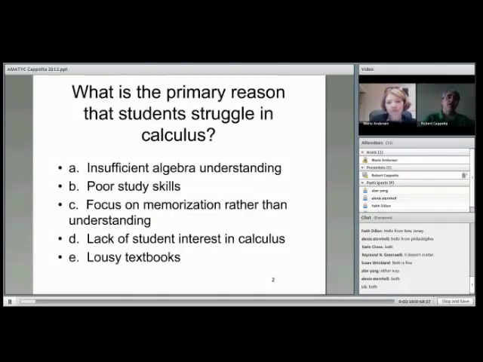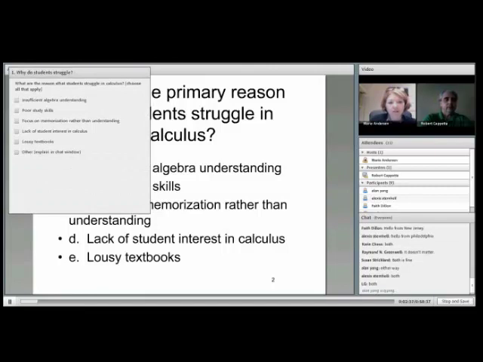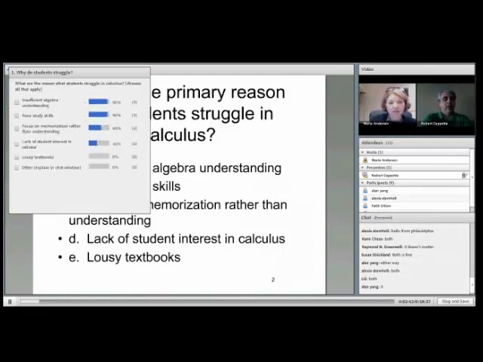So here's our first poll question that Maria is going to help us run here. What do you think the reasons are that students struggle in calculus? So let's see how that goes, and you can choose more than one if you'd like. All right, well, I thank you for participating. That certainly gives us an interesting insight. Insufficient algebra understanding, I mean, that's something that's difficult for us to deal with in calculus class, but it's something we have to think about. Poor study skills, no question, that also came up with a lot of folks. The third one, though, is the one that I'm going to look at, namely this focus on memorization rather than understanding. How can we get students to move beyond that?